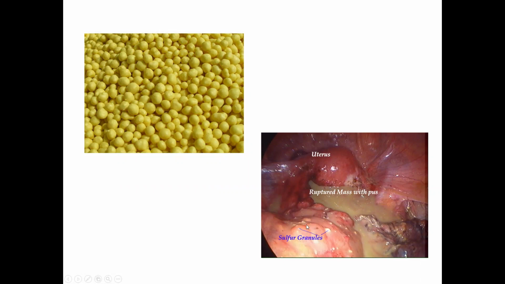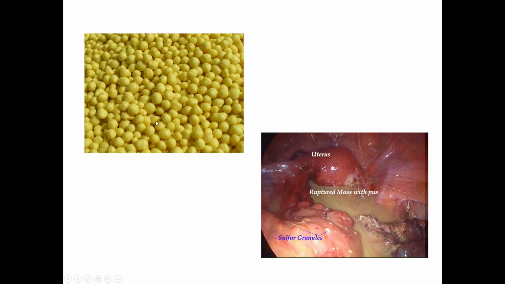And similarly, these colonies are seen whenever there is a disruption of the pus. If any mass of the actinomycotic colonies is disrupted, there will be spillage of pus. In addition, the pus is going to get deposited in various organs in the form of these granules. So sulfur granules is basically the gross appearance of the actinomyces.